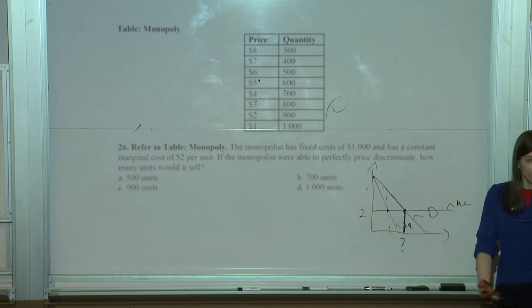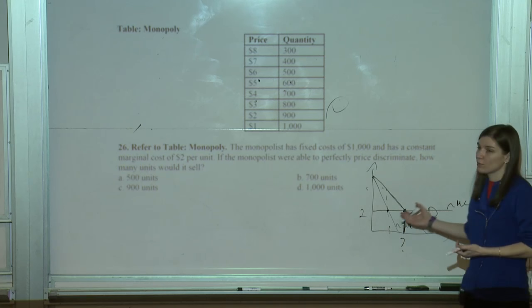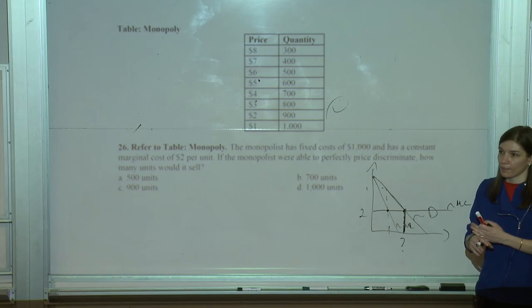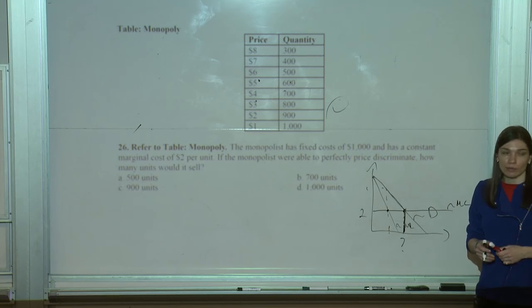It's actually the perfectly competitive outcome, right? When the monopolists can perfectly price discriminate, they are going to achieve the perfectly competitive outcome, where marginal cost equals the demand curve. All right. However, they're going to do this at the expense of the consumer. So they're going to capture all consumer surplus.